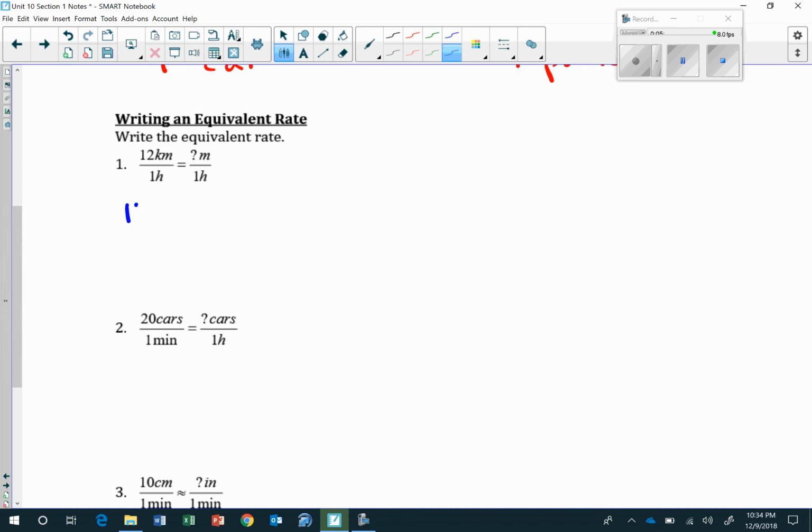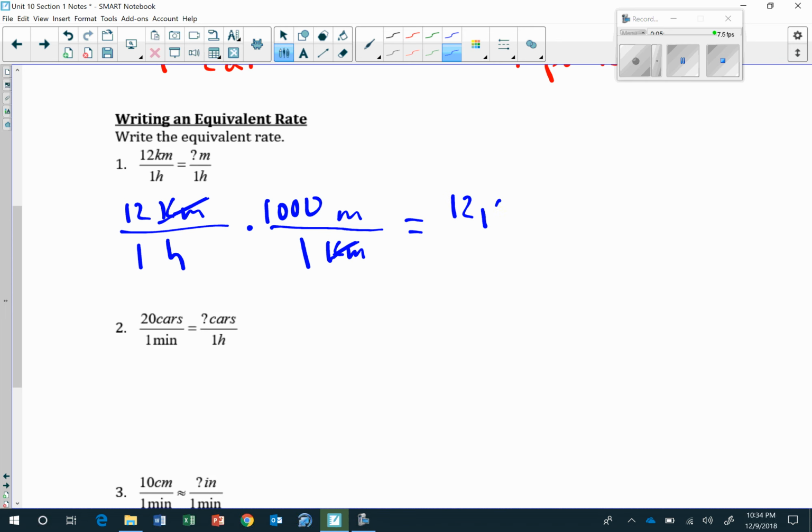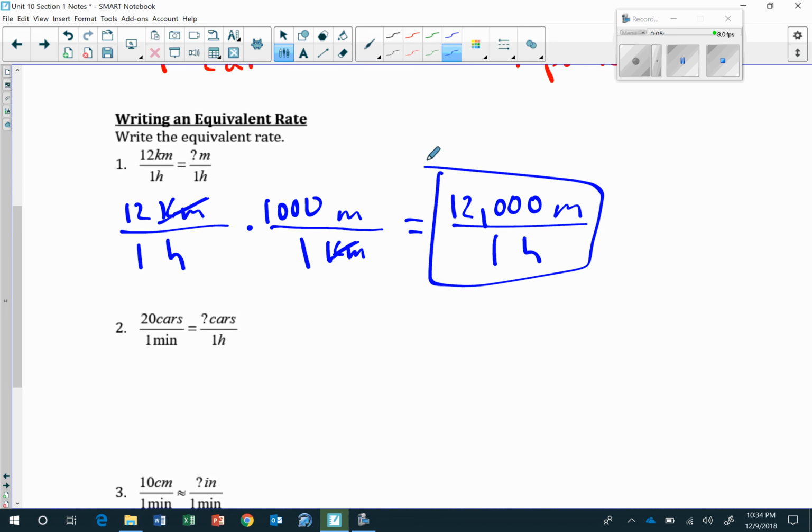So we're going to start by writing our original, so 12 kilometers over 1 hour. We're going to multiply. We're trying to turn kilometers into meters, so kilometers needs to be on the bottom now, so it cancels out. Meters needs to be on the top. And there's 1,000 meters in 1 kilometer. So I can go ahead and cancel out kilometers because it's on the numerator of 1 and the denominator of the next one. So now I have meters over hours, which is what I'm looking for. So 12 times 1,000 is going to be 12,000 meters over 1 hour. So that's my equivalent rate.